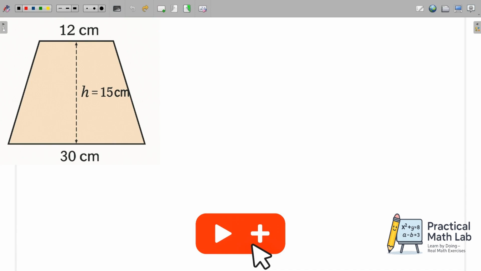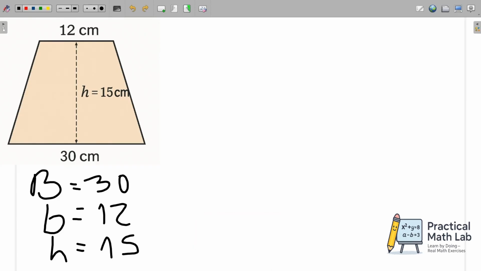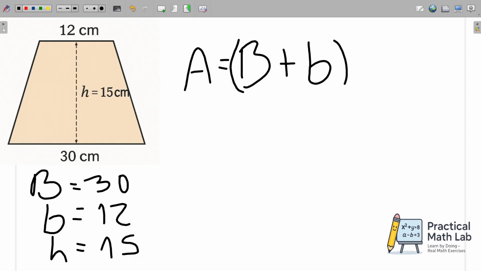Take a look at this figure. We have a trapezoid with a longer base of 30, a shorter base of 12, and a height of 15. The formula for the area of a trapezoid is the longer base plus the shorter base times the height divided by 2.